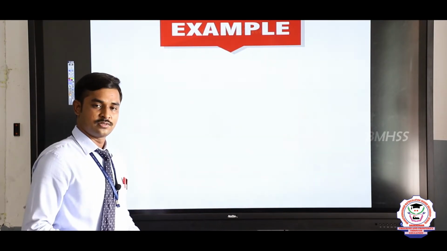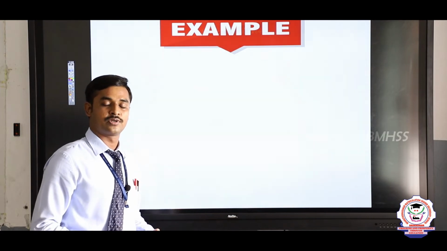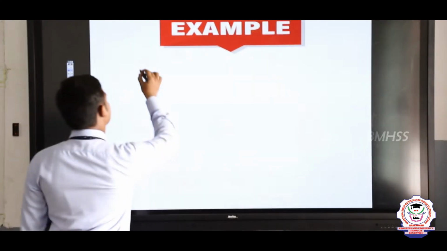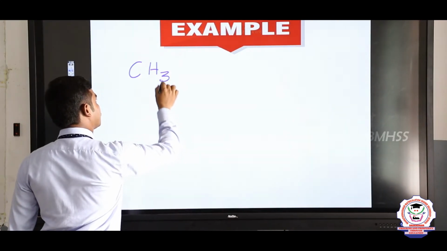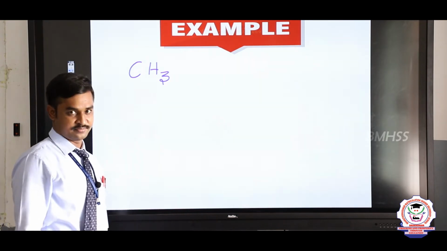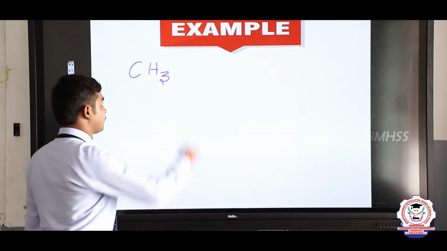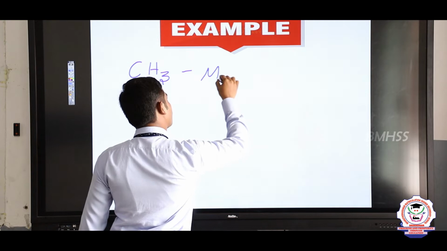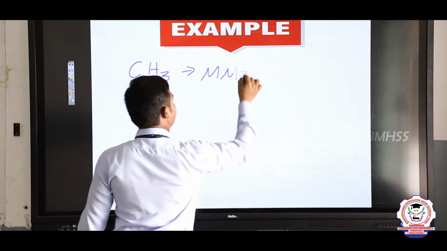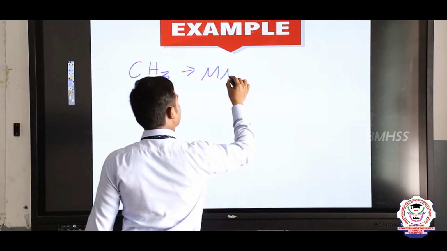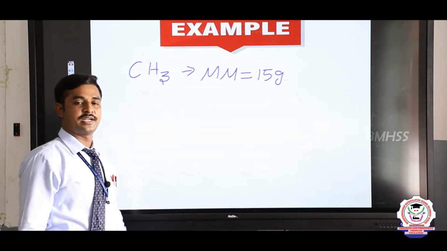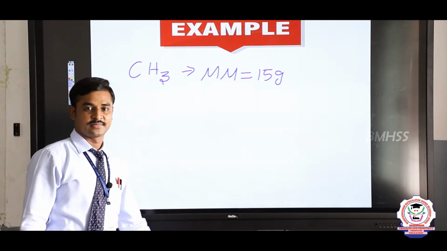Now see, I will show you an example of finding the molecular formula of a compound from the empirical formula. For example, you need to find the molecular formula of a compound. First I give the empirical formula CH3, and the molar mass of this compound is 15 gram. So, can you find the molecular formula for this compound? It is easy to find.